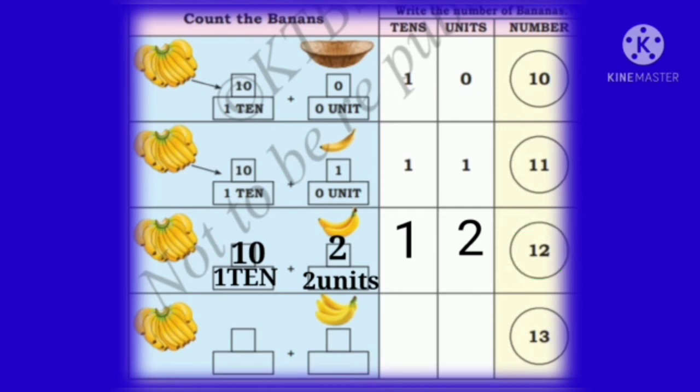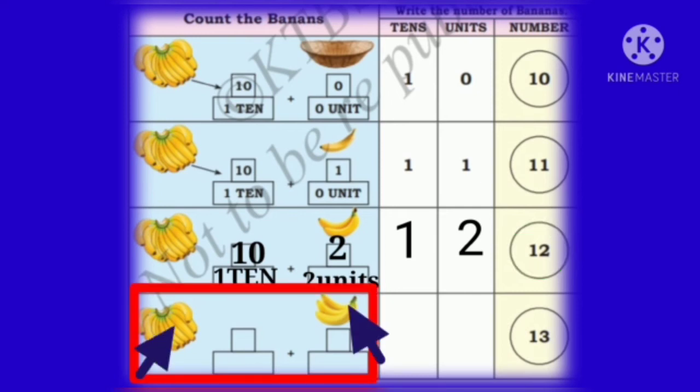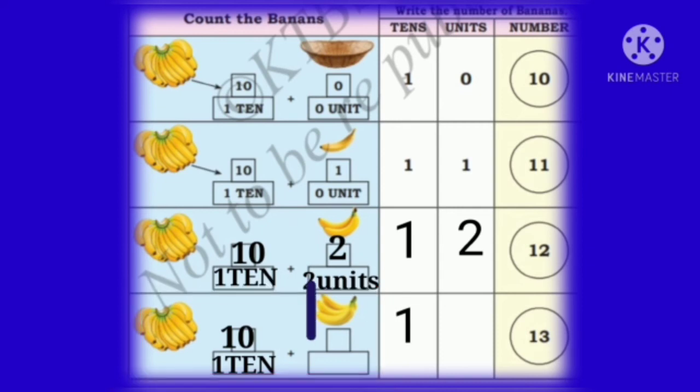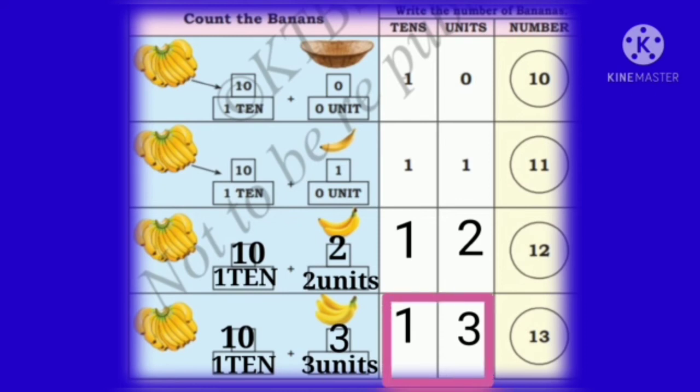Next they purchased 1 bunch and 3 single bananas. 1 bunch means 10. So we will write 1 in tens place. There are 3 single bananas. So we will write 3 in units place. 1 and 3 can be written as 13.